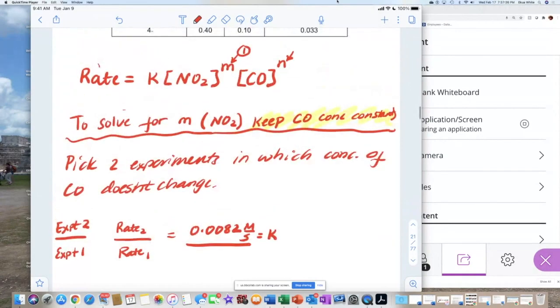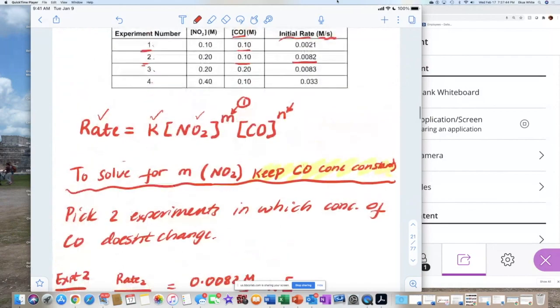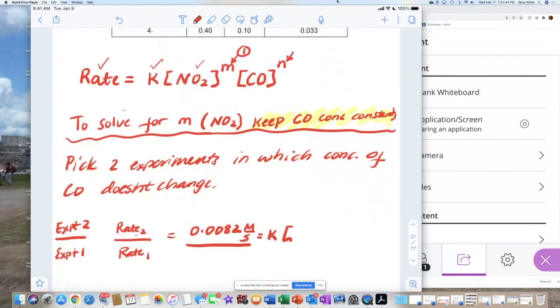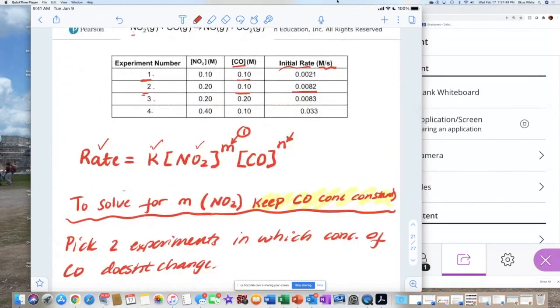So I wrote this rate part, and I wrote this K part. Over here, I need to write the NO2 part. What is the NO2 for experiment 2? Because this is experiment 2, right? NO2 for experiment 2 is what? 0.2.